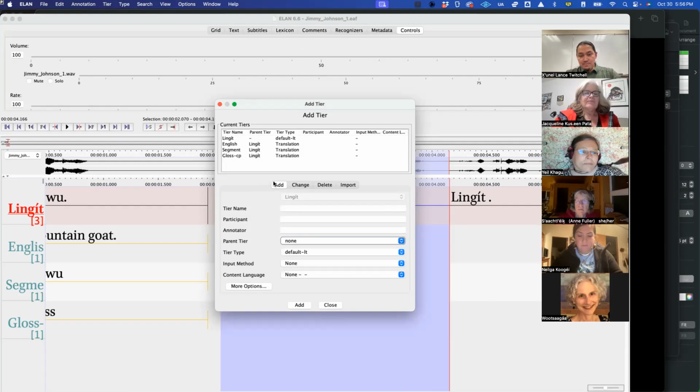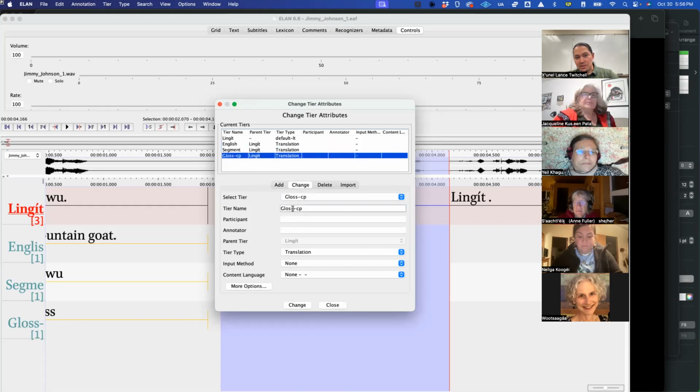We also changed the name of these tiers just to show how it could be done. The way you do that is under change, you can highlight a tier and change the name of it right here. So this one says gloss copy. We're going to get rid of the copy part, and you hit change and now it's done.